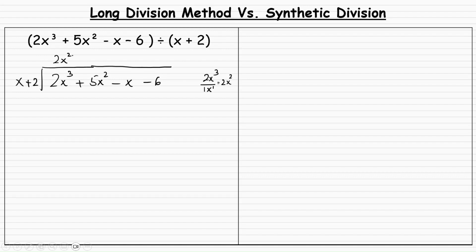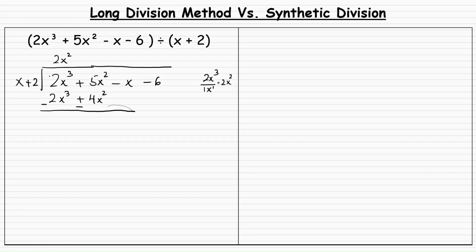My next step, multiply 2x squared with all the terms of the divisor. So 2x squared multiplied by x will give you 2x cubed. 2x squared multiplied by plus 2 will give me 4x squared. My next step, I will subtract these terms. Minus, minus, because in subtraction the signs get changed. Plus becomes minus and minus becomes plus.